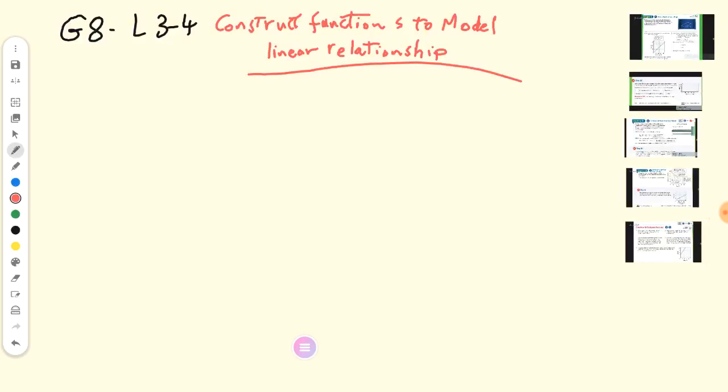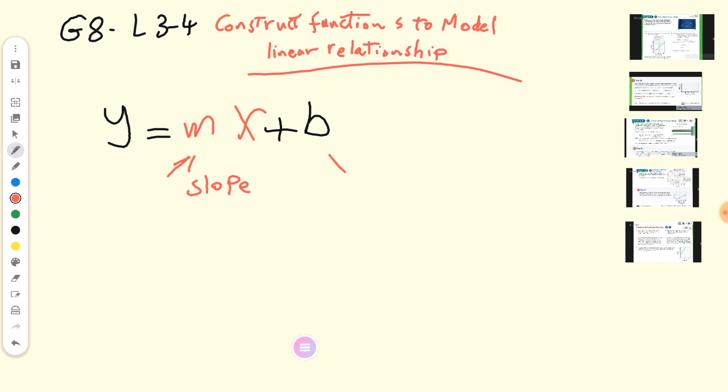The lesson today is 3-4, which is about constructing functions to model linear relationships. By the way, a constructed function in linear form, as we took before, has the form y equals mx plus b. M here represents the slope, and b here represents the y-intercept.